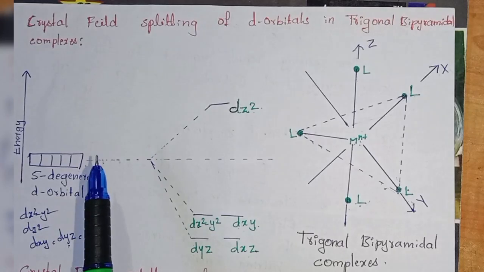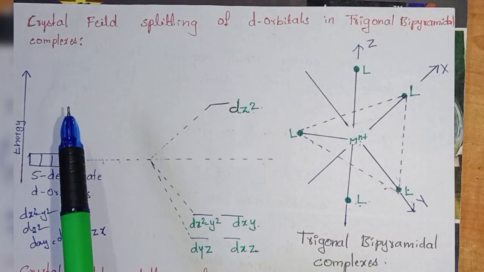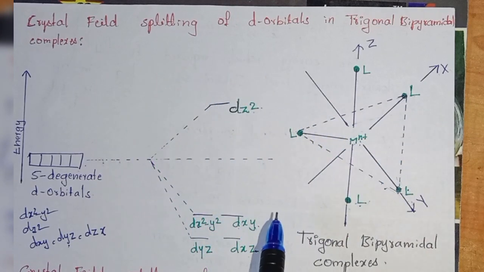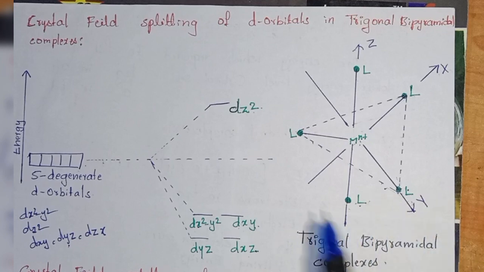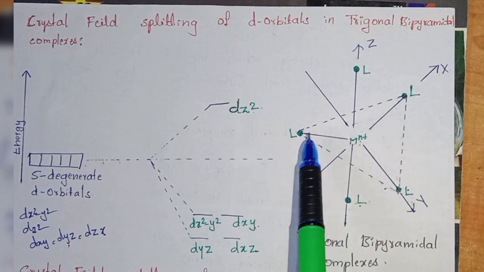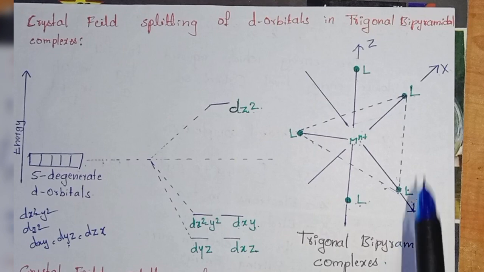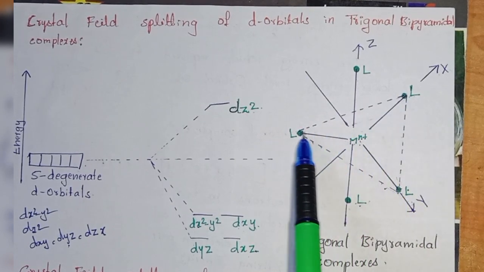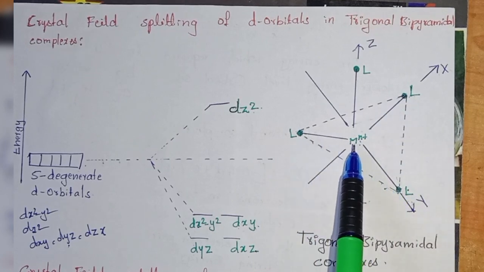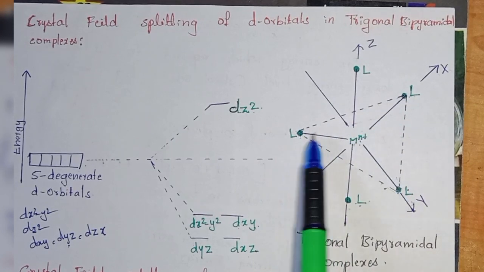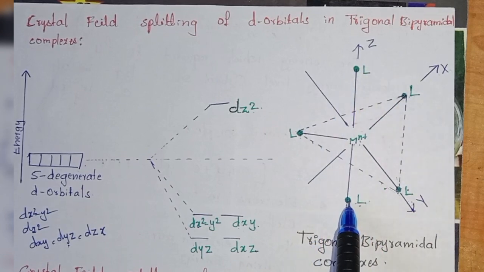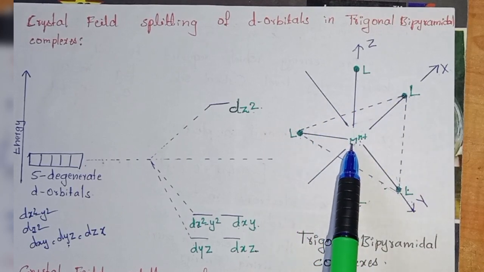Dear students, now I'm going to discuss the crystal field splitting of the orbitals in trigonal bipyramidal complexes. If you see the trigonal bipyramidal complex geometry, the three equatorial ligands are approaching the metal ion in a trigonal planar manner, and these two axial ligands are approaching the metal ion in a linear manner. And this is a trigonal bipyramidal structure.